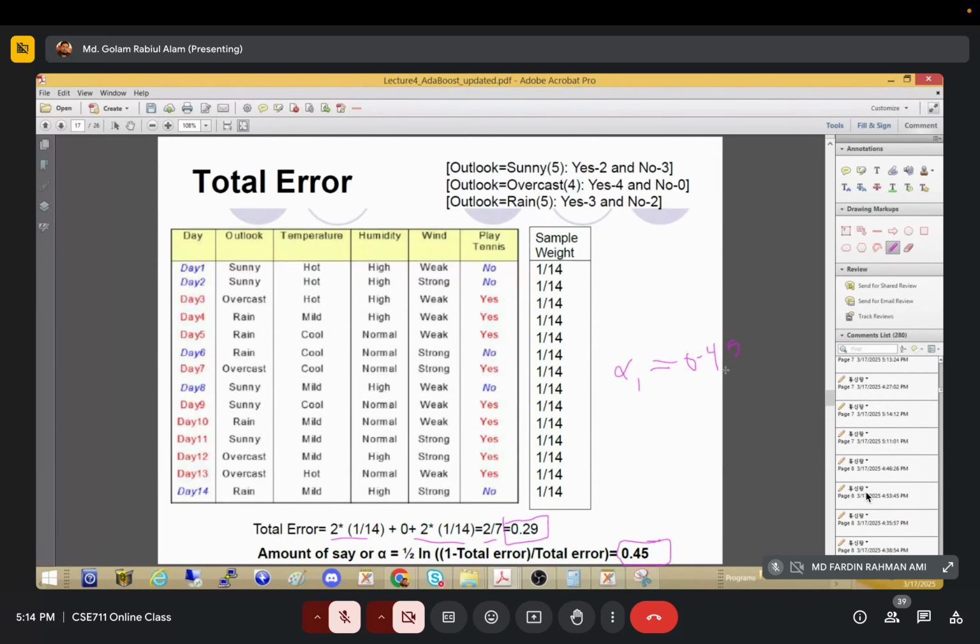The weight of the vote of our first system. So you already got the weight of the vote of our first system, 0.45. This is also called the amount of say. The amount of say of our system is 0.45.